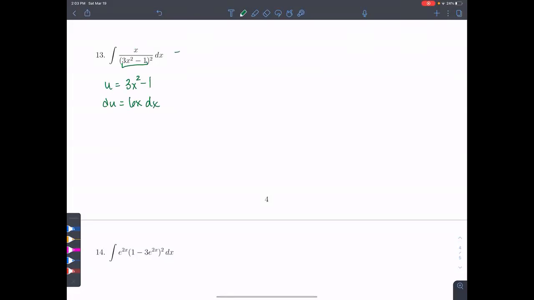Now, if I rewrite this, what do I actually have? I have 1 over 3x squared minus 1 squared times x dx, right? I have an x dx. So I'm going to divide this by 6. So 1/6 du is equal to x dx.